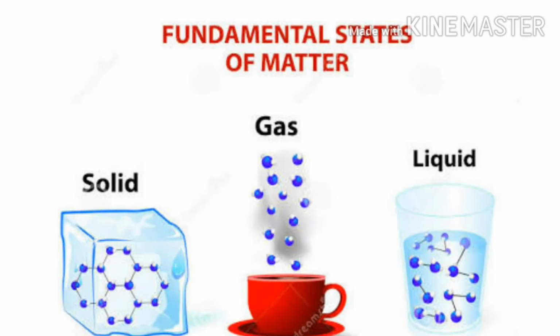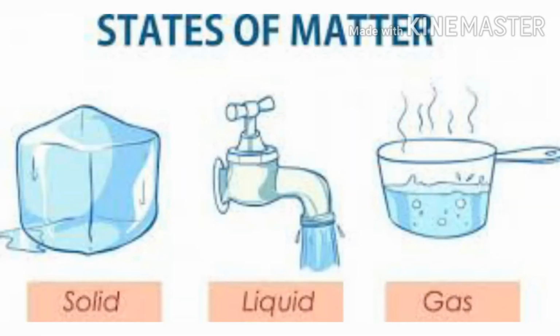Now let's see the three states of matter in more detail. Water is present in all the three states. For example, solid, that is ice, liquid, that is water, and gas, that is water vapor.